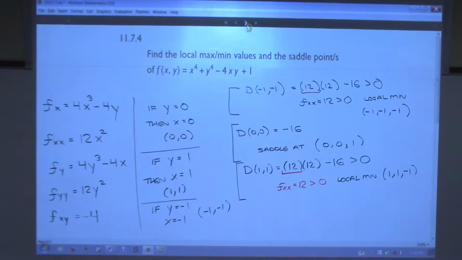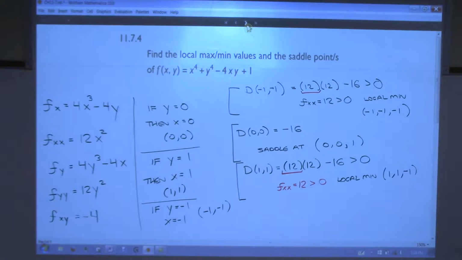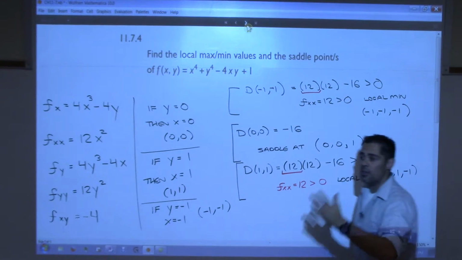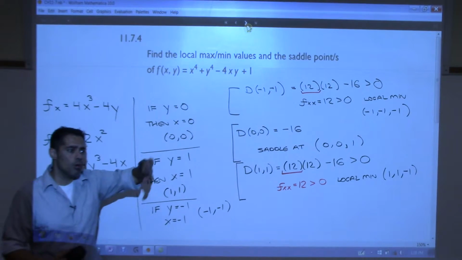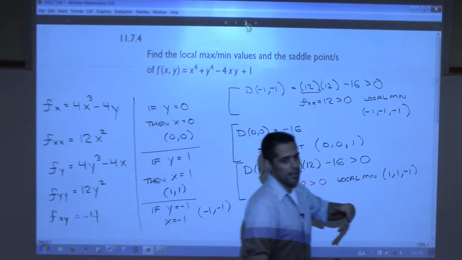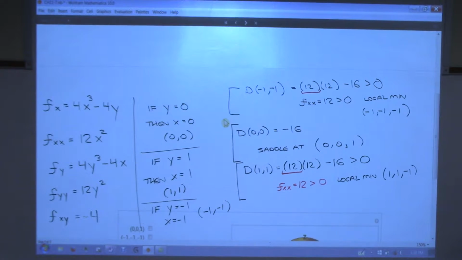Any questions? Sure? So if I graph this function, this surface, what I'm telling you is that I may not be able to find the highest and lowest points on the graph. But what I can tell you is locally where you have some important things happening. I know you have a saddle point at 0, 0, 1. I know that you've got a local minimum at 1, 1, negative 1. Another one at negative 1, 1, 1.